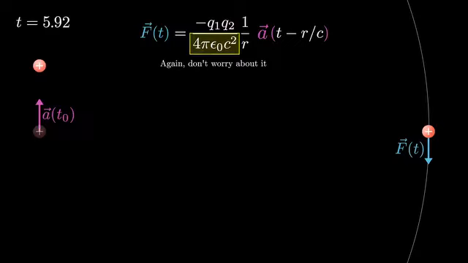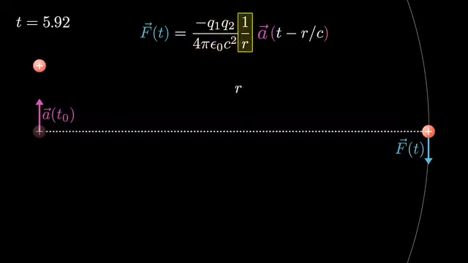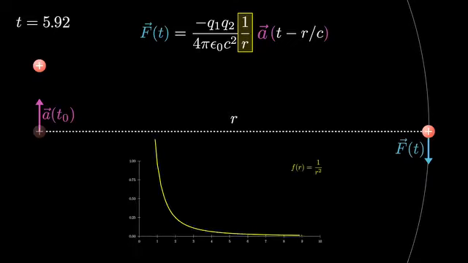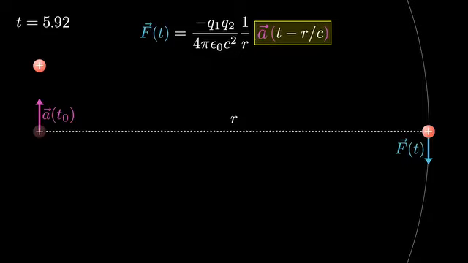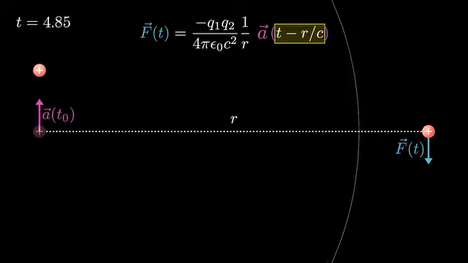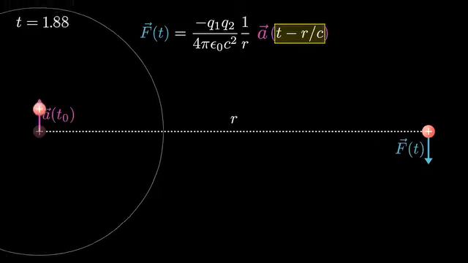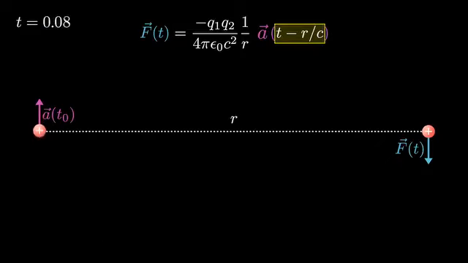The important factor I want you to notice is how the force also depends on the distance between the particles, but instead of decaying in proportion to r squared, it only decays in proportion to r. So over long distances, this is the force that dominates, and Coulomb's law is negligible. And then finally, it depends on the acceleration of that first particle, but it's not the acceleration of that particle at the current time, it's whatever that acceleration was at some time in the past. How far in the past depends on the distance between the particles and the speed of light, denoted with c.